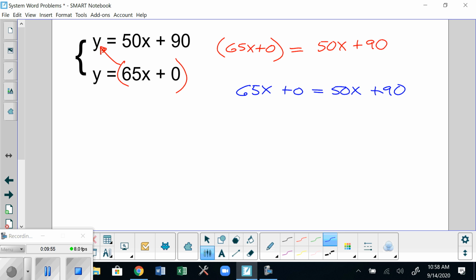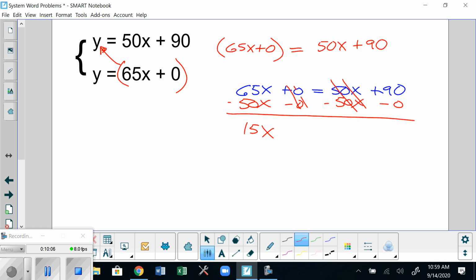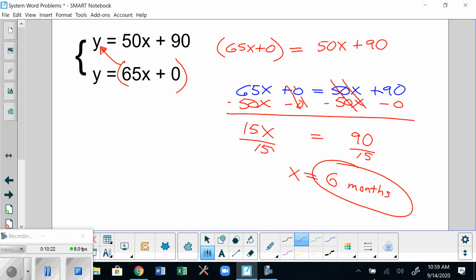I can subtract 50x from both sides of the equation. That will leave me with 15x. I can subtract this 0 from both sides of the equation. That won't change anything. That will leave me with 90. Divide both sides by 15, and x is equal to 6. After 6 months, the cost of these cable services is going to be identical. Whether you went with Central Cable or Delta Cable, the cost will be identical after 6 months.